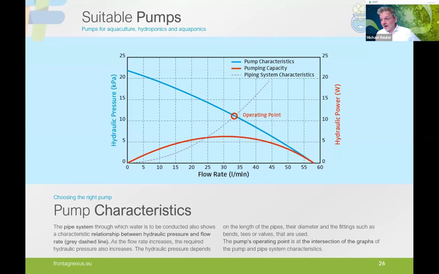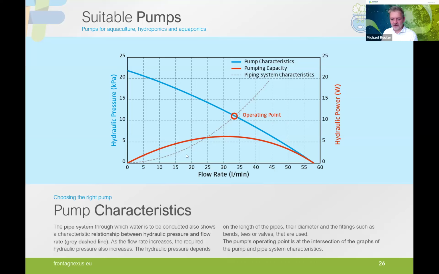And just as our pump has this characteristic where the flow rate changes with hydraulic pressure, we can also define such a curve for our piping system. And this is quite understandable. If we have no flow inside of our piping system, we will also have no resistance, no friction, no pressure loss. And the more water we try to pump through our pipes, the higher the friction loss and the hydraulic pressure we lose will get.